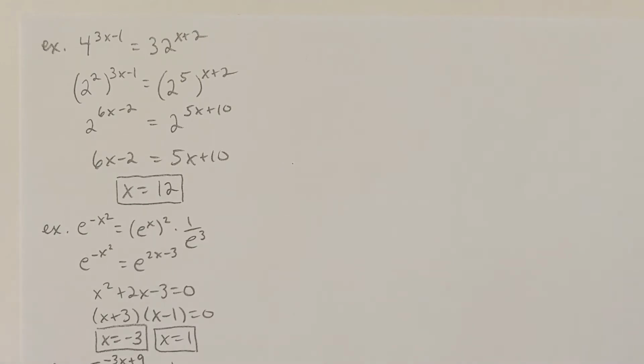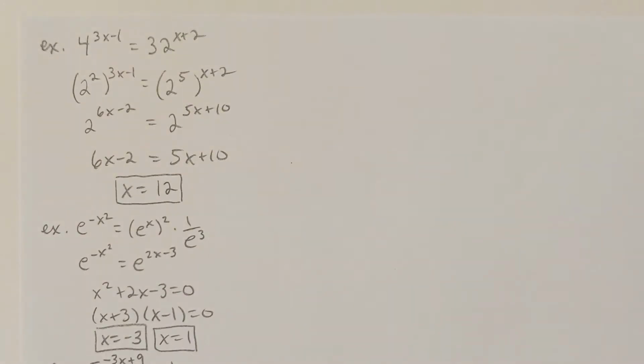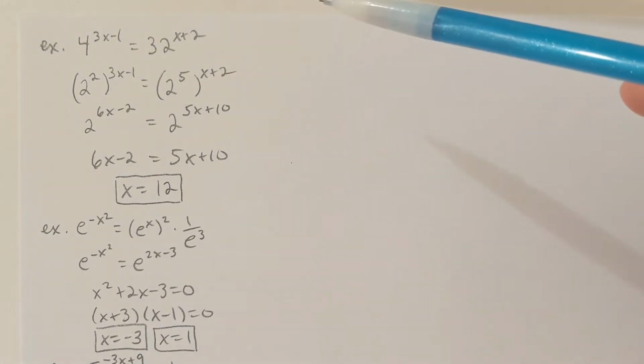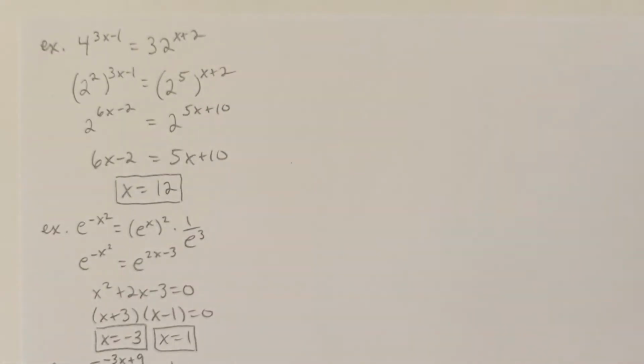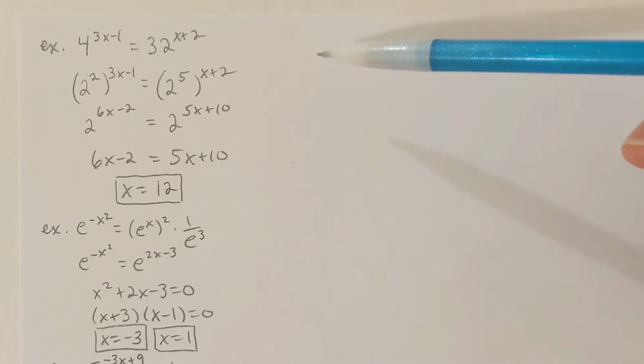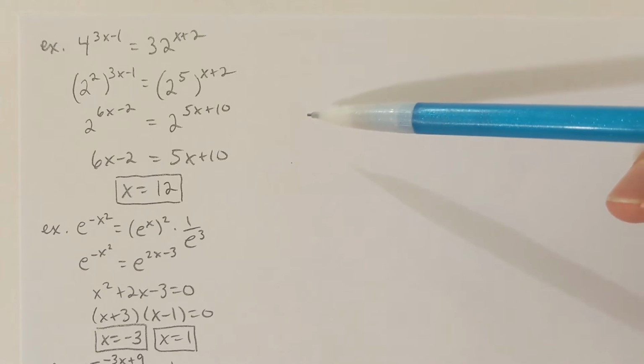Another example. Now with this one, we're going to have to work with both sides of the equation, since 32 is not a power of 4. Okay, 2 squared to the 3x minus 1 gives you 4 to the 3x minus 1. 2 to the 5th to the x plus 2 gives you 32 to the x plus 2. Okay, so we got the same base. I'd want to distribute the powers there, the 2 and the 5. So I get 2 to the power 2x minus 2 equals 2 to the power of 5x plus 10.